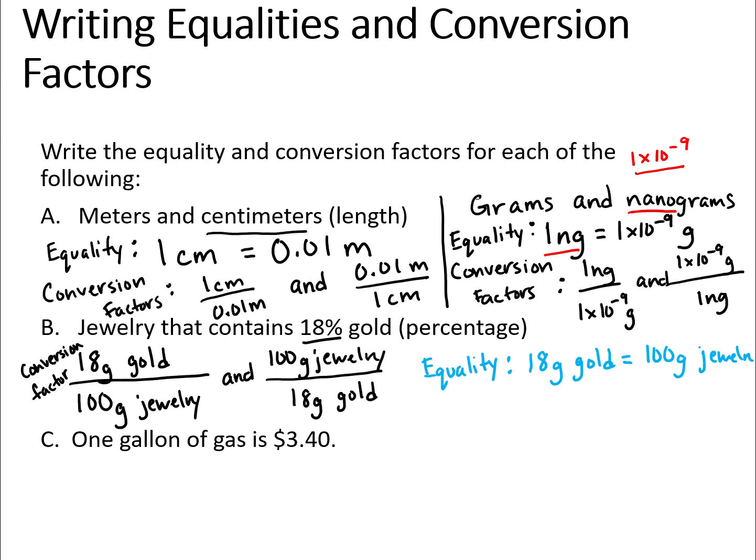So I want you to try C. C is similar. It's not a percentage, but you're going to write an equality and 2 conversion factors. You've got 1 gallon of gas is $3.40. That's your relationship. So the equality hopefully won't be too difficult. Then you write the conversion factors, which are just fractions. I'll check back in about a minute and a half.